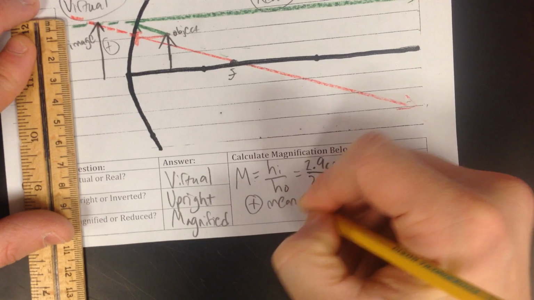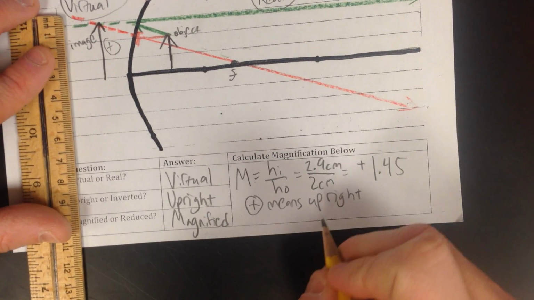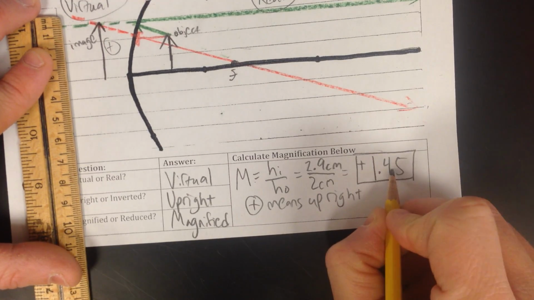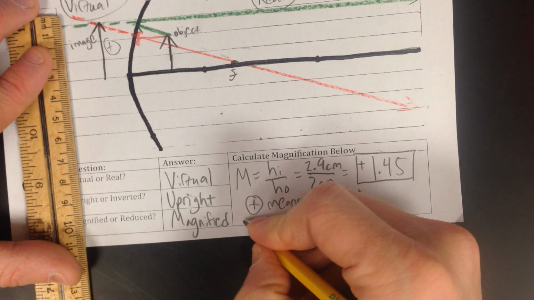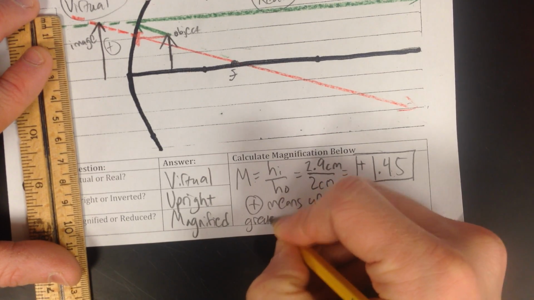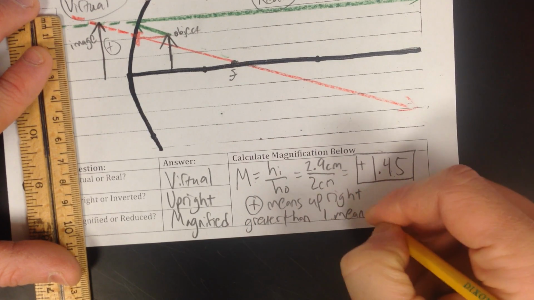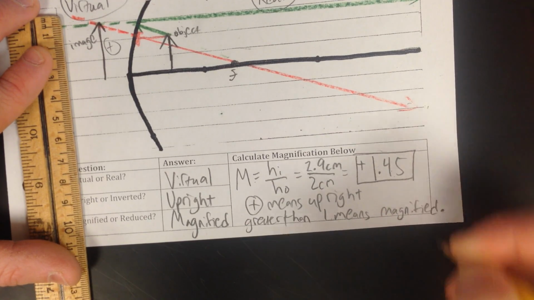Positive means upright for magnification. And it's magnified, so the number for magnification is greater than 1. It's not a decimal. So greater than 1 means magnified. Alright?